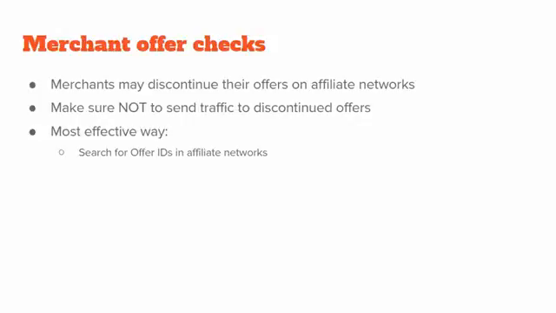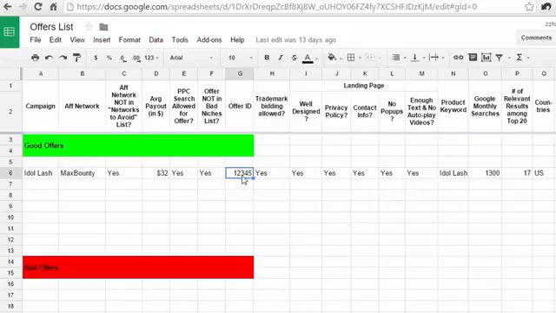And the most effective way to do that is to search for offer IDs in their corresponding affiliate networks. Now, if you remember our offers list template, we have already recorded the offer ID in its affiliate network. In this example, the offer ID is 12345, and obviously it's fictional. What you can do is log into the affiliate network. In this case, it is Max Bounty, and just search for the offer ID 12345. If you cannot find that offer ID, that means that offer is not available on the affiliate network. You should pause this campaign immediately.